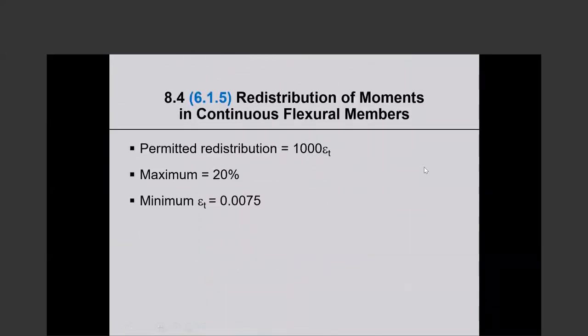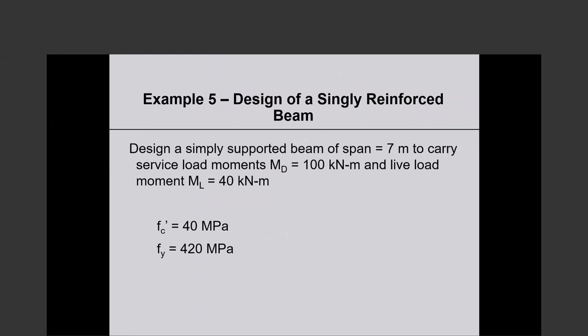As indicated yesterday, permitted redistribution is 1000 times epsilon sub t. Moment redistribution starts at an epsilon sub t of 0.0075. Below that, you cannot take any moment redistribution. So we start at 7.5% moment redistribution. The maximum we can take is 20%. This is now irrespective of whether you are dealing with reinforced or pre-stressed concrete beams.